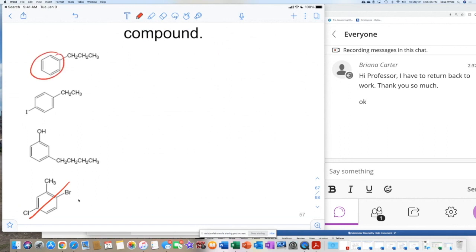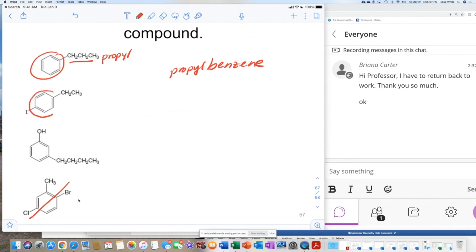The longest group here is benzene. The side group here has 3 carbons, so propyl. So propyl, benzene, right? I can scoot this closer. No need for the number because you only have one side group.